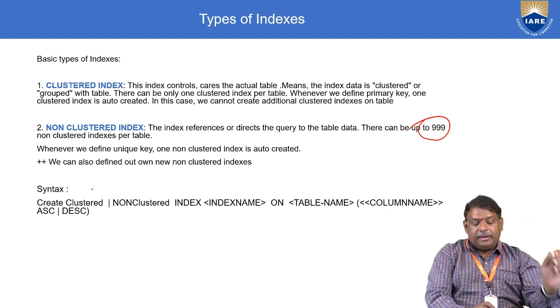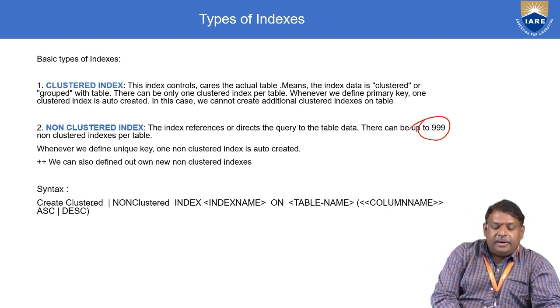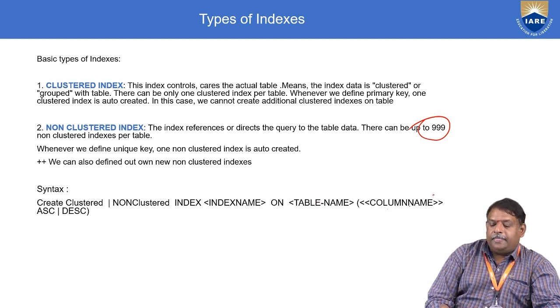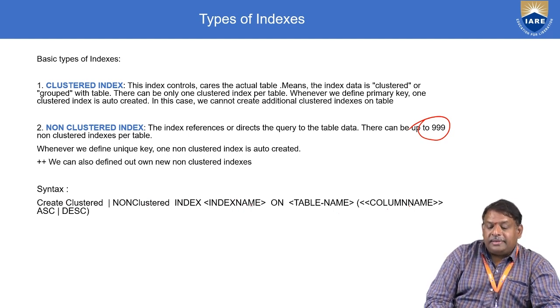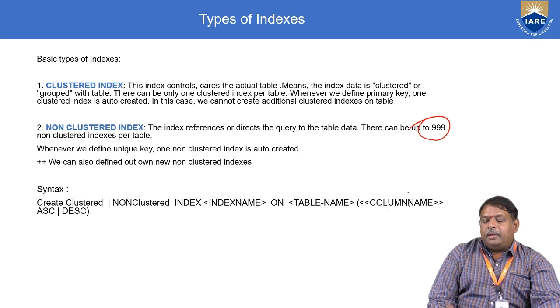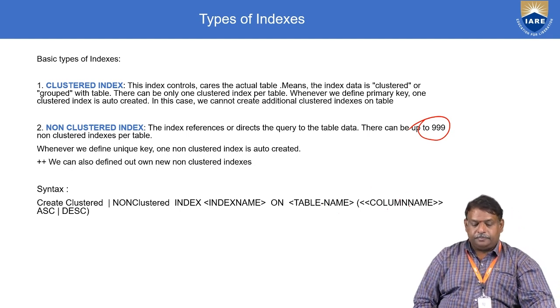The syntax is: create clustered or non-clustered index, index name on table name, column name, ascending or descending; by default it is ascending. For example, create clustered index on table EMP, column EMP ID. Same thing: create non-clustered index IDX_age on employee, column name is age, descending.